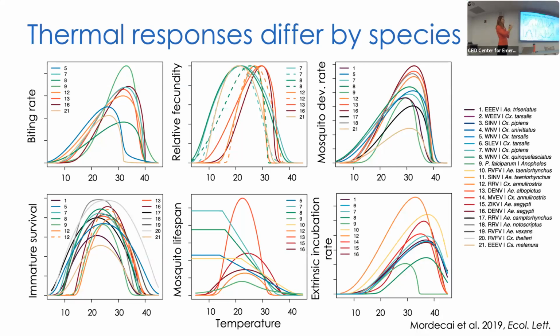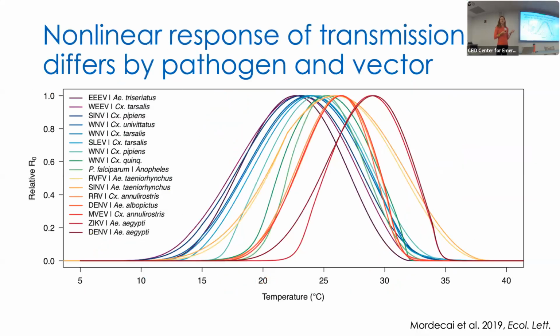If we now put these together into our temperature-dependent R0 models for each of these systems, this is how we predict that they respond to temperature. Here I have temperature on the x-axis and relative R0 on the y-axis, scaled so that they all peak at 1. We're really comparing, left to right, where their thermal optima are and where their limits are.